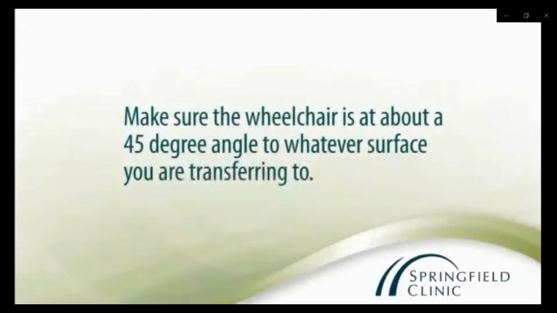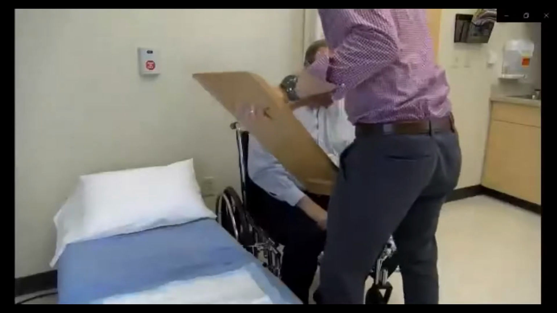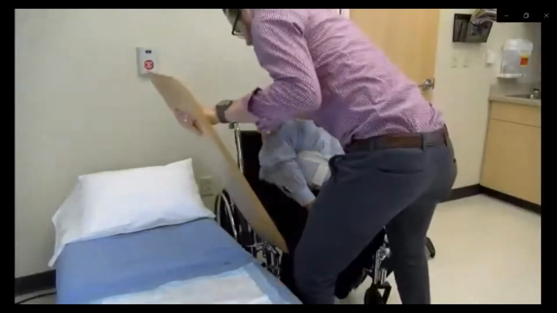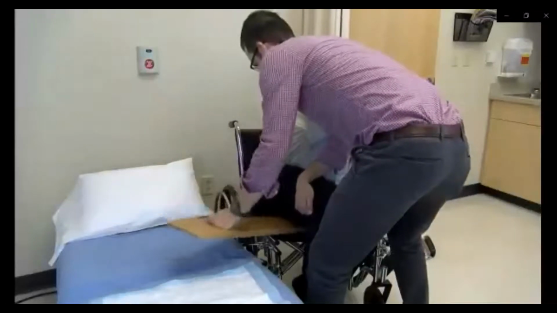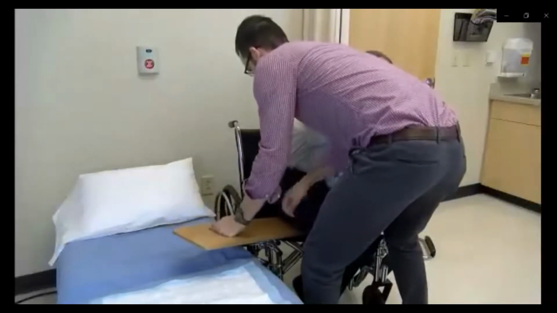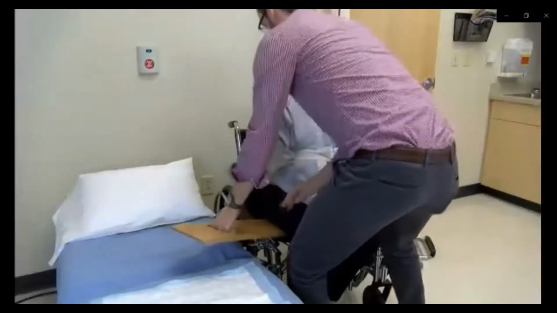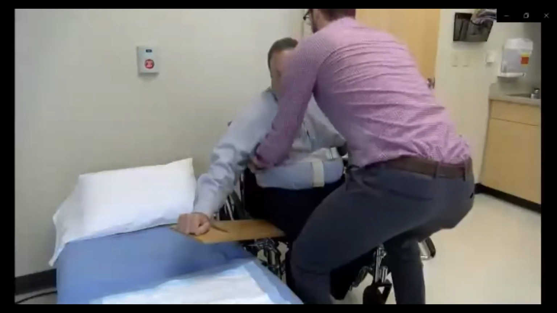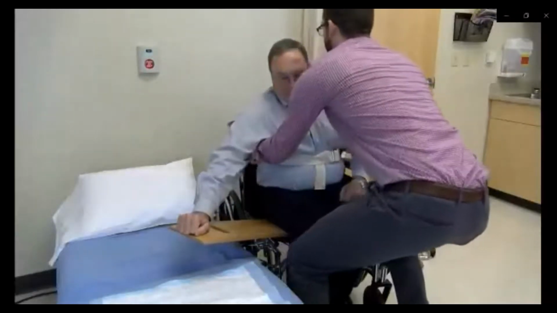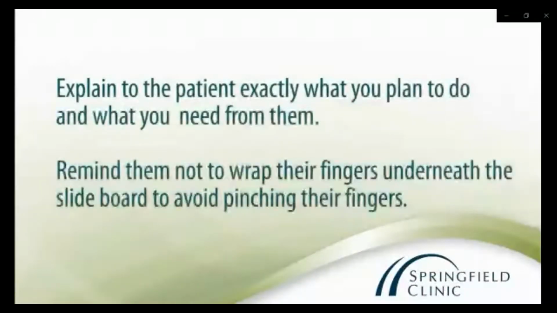Make sure the chair is at about a 45-degree angle to whatever surface you are transferring to. Have the patient lean to the side, away from the table you are transferring to, instructing the patient to lift the leg closest to the table. Slide the sliding board underneath the leg, ensuring that it is firmly placed underneath the patient. Have the patient redistribute their weight so that one leg is on the sliding board and one is on the chair. Explain to the patient exactly what you plan to do and what you need from them.